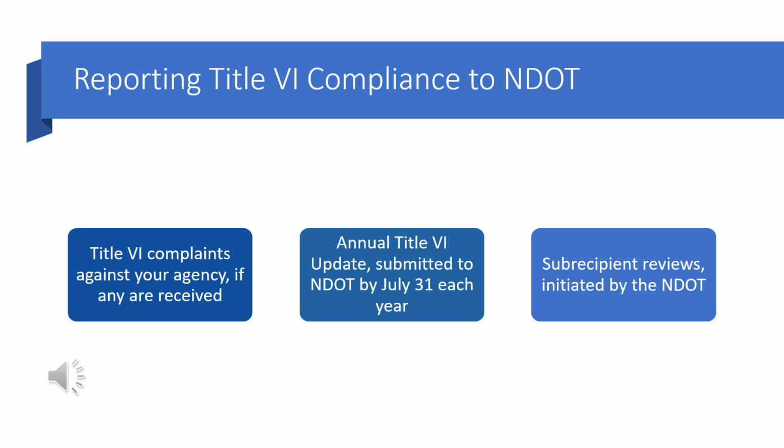We'll also talk in the following slides about circumstances where a local agency or an NDOT subrecipient needs to report on something to the Nebraska DOT. One example is if you receive a Title VI complaint against your agency. Another is the Title VI annual update, which is submitted to NDOT by July 31st of each year. And then also NDOT may initiate a subrecipient review. Again, we'll talk about each of these things in an upcoming slide.